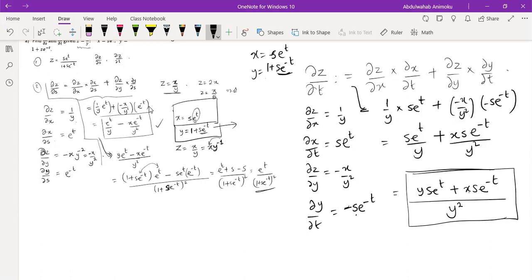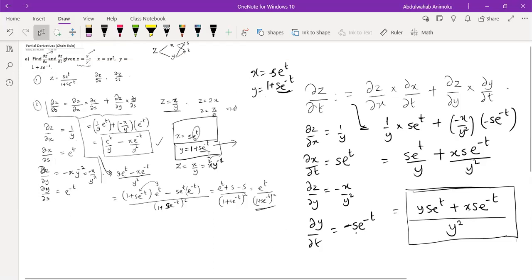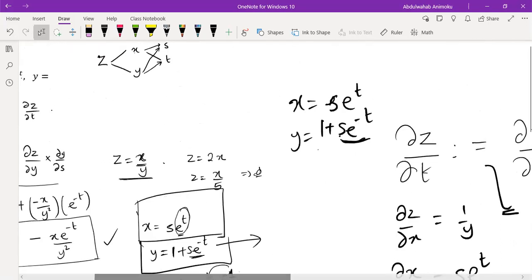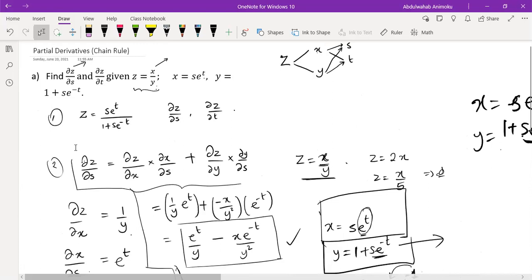Now, this is the second method, using chain rule, and so you can solve this problem using chain rule. Now, let's move to the first method. Let's come back here. We said we could directly substitute the values of x in terms of s and t, which is what we have here, and then we can find directly.